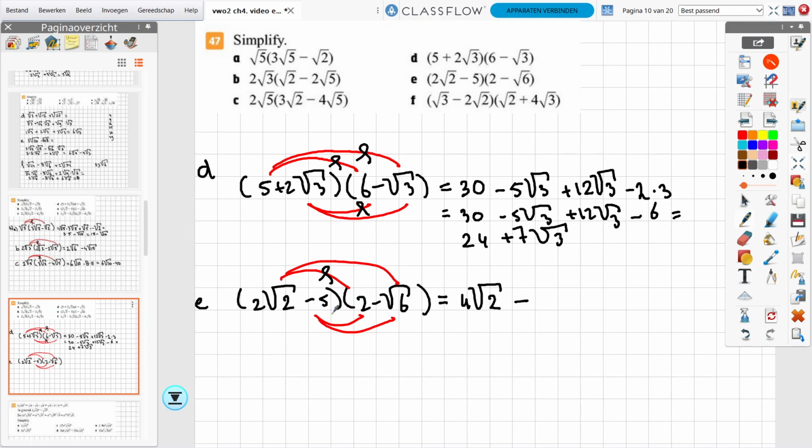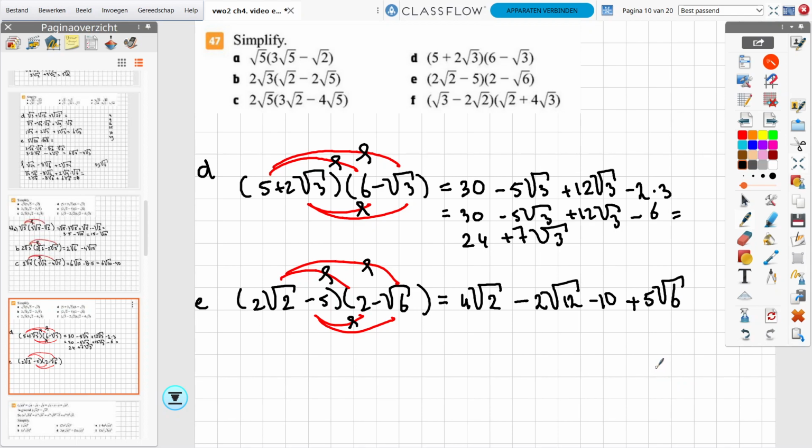You first have the 2 still, right? So the 2 here is also here, 2. Then root 2 times root 6 is root 12, which you should be careful of. That could be something we can factorize later. Check. Minus 5 times 2 is minus 10. Check. And minus 5 times minus root 6 becomes, negative times negative is positive, 5 root 6.